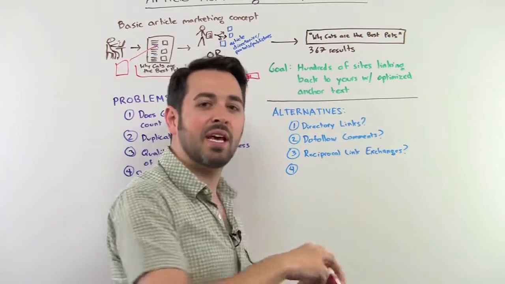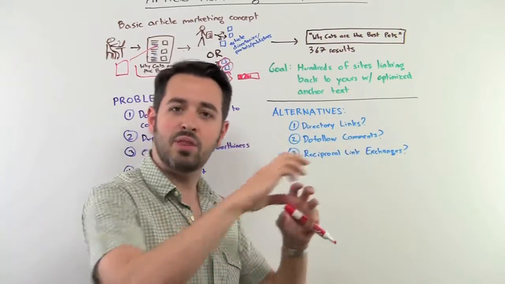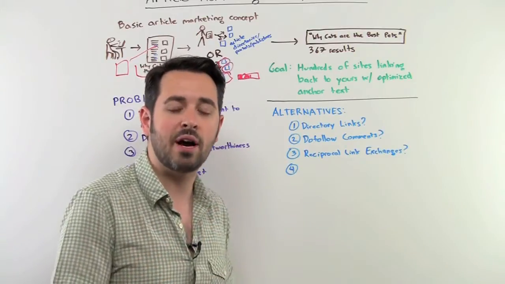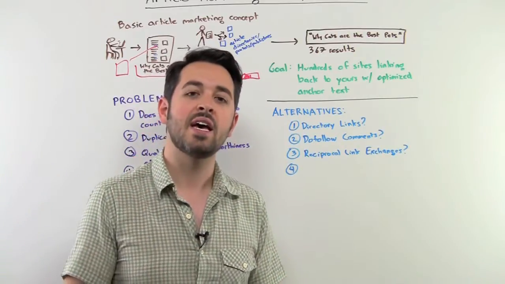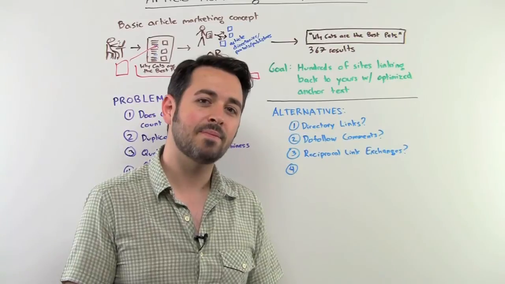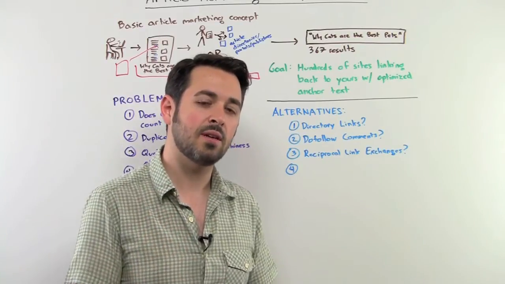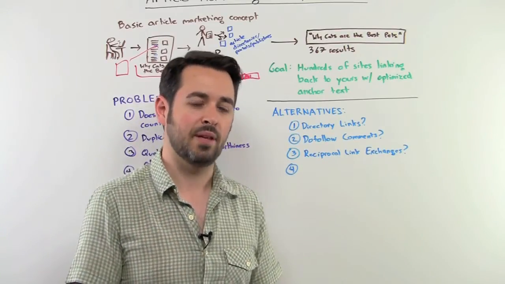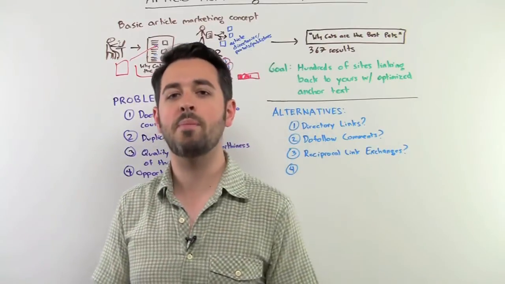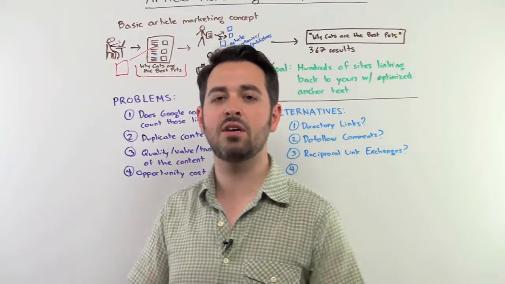So the goal is I'm going to get these hundreds of sites. They're all linking back to me with the anchor text that I've optimized from my article, and that's going to help me rank. And you know what the problem is? The thing that sucks about this is that sometimes it works. In fact, sometimes it works for months at a time or even a year or two at a time.